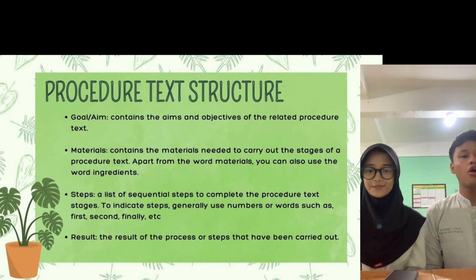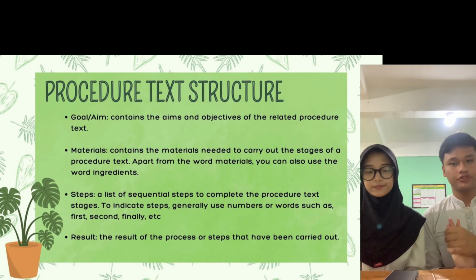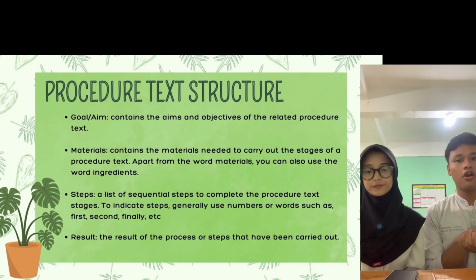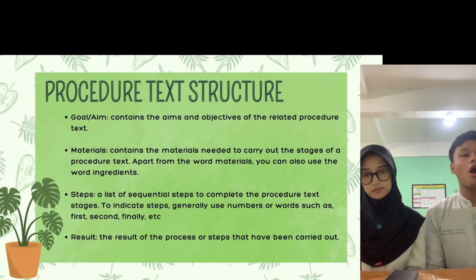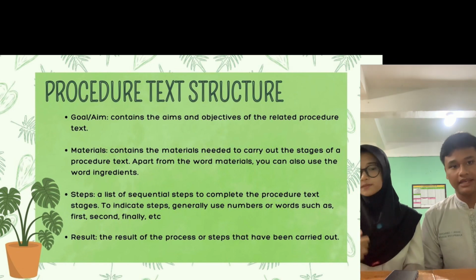Next, we must know about the structure of procedure text. There are four structures. First is goal or aim. It contains the aim and objective of the related procedure text. Next is materials. It contains the materials needed to carry out the stages of a procedure text.